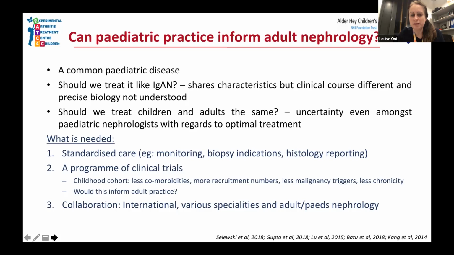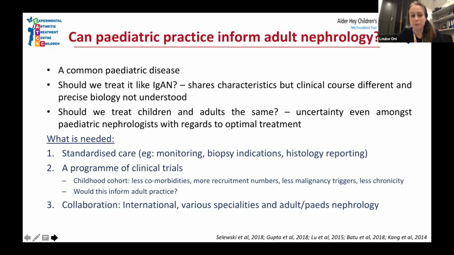The other question is, should we be treating children and adults the same, as KDIGO suggests? There's even uncertainty in pediatric nephrologists with regard to the optimal treatment, but if adults are at higher risk of end-stage renal failure, then perhaps we need even more aggressive treatment in the adult population compared to children. What is clear is that we need standardized treatment, and some of that is beginning to evolve with more standardized monitoring, biopsy indications, and we need to begin to consider histology reporting and standardizing how we do that on an international basis.